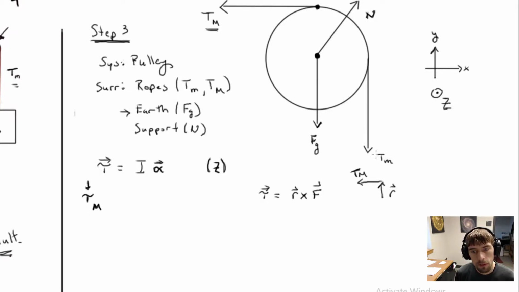How about for this other force, the tension due to little m? Good. Negative. R cross F is into the screen. That's a negative, so put negative. How about due to gravity? Good. Since this is applied at the rotation axis, the R value would be 0. So the torque due to gravity is 0. And similarly for the normal force, 0.